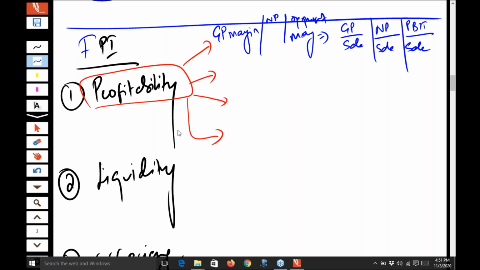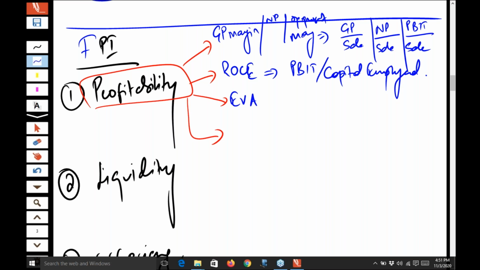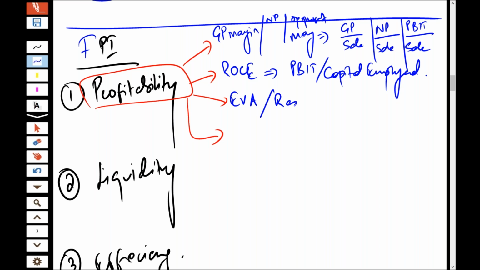If you move a bit forward, you have got the return on capital employed, ROCE. How do we calculate it? We calculate it using the PBIT divided by capital employed. Okay, next we have got this. There is another one which is called the economic value added. Okay, what else? Let me see the unique type of ratios. NP margin, GP margin, etc. Okay, now we've got EVA. A similar type of ratio that we use is also called residual income.